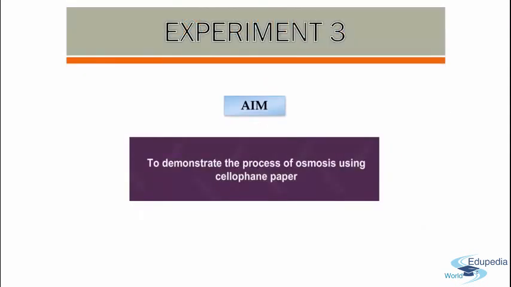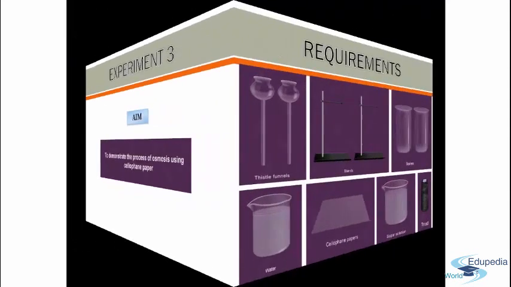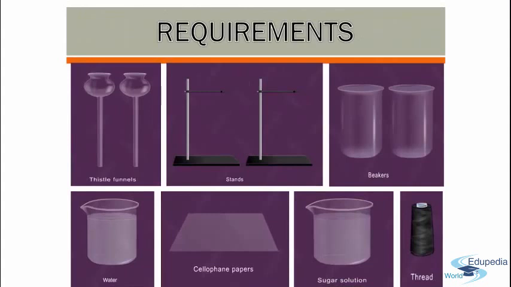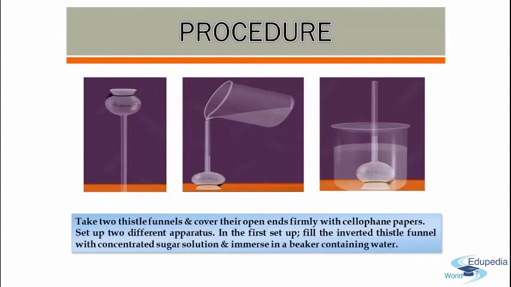Experiment number 3. Here the aim is to demonstrate the process of osmosis using cellophane paper. The requirements are thistle funnels, stands, beaker, water, cellophane papers, sugar solution and thread. We have to take 2 thistle funnels and cover their open ends firmly with cellophane papers. You should tie these cellophane papers with thread.